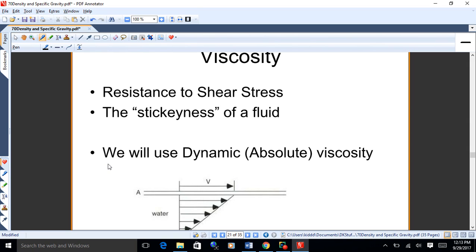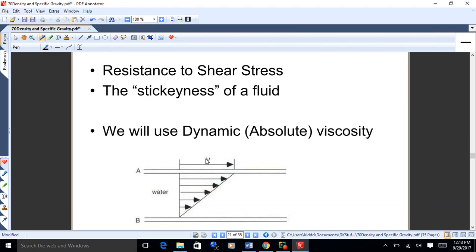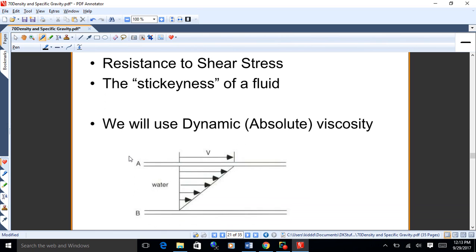It's a little bit of a stretch, but it's kind of like the friction of a fluid in a way. Right, okay. So if you're trying to pump it, you want to know what the viscosity is. Because the higher the viscosity, the harder it is to push it through a pipe.